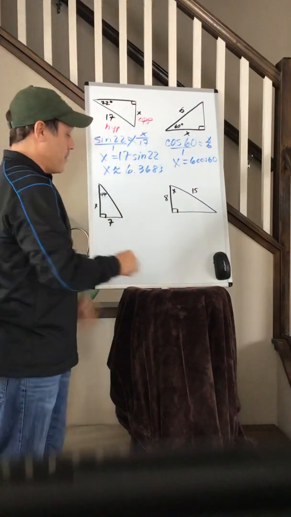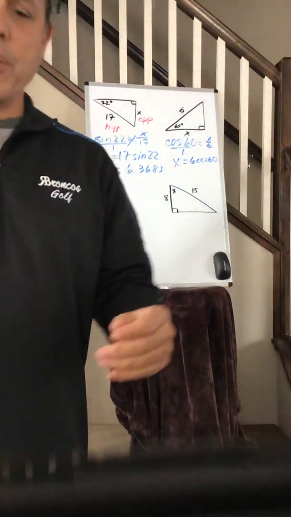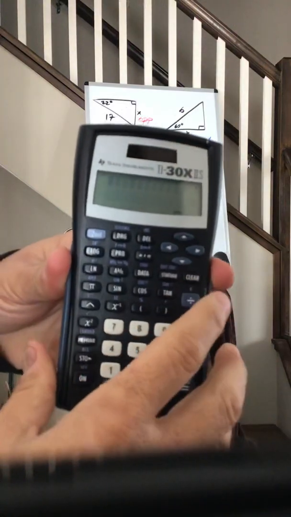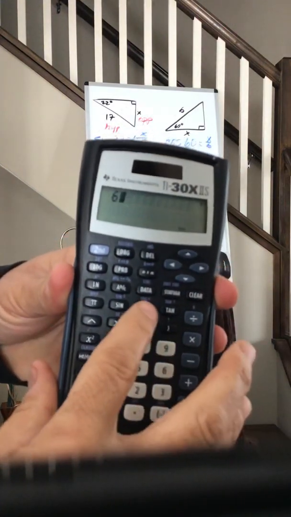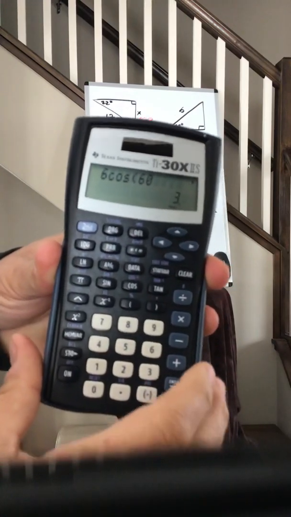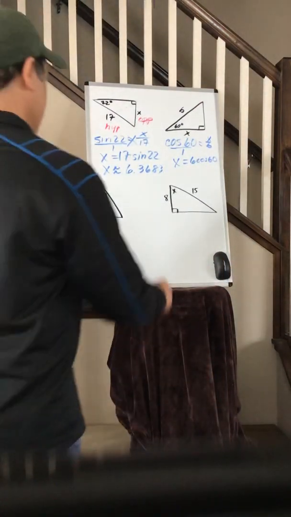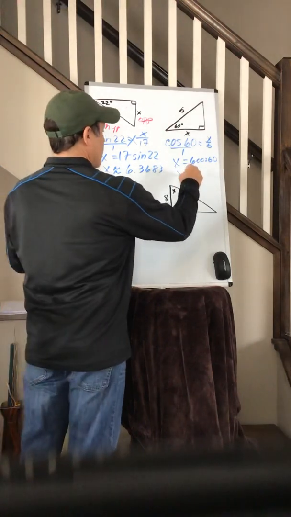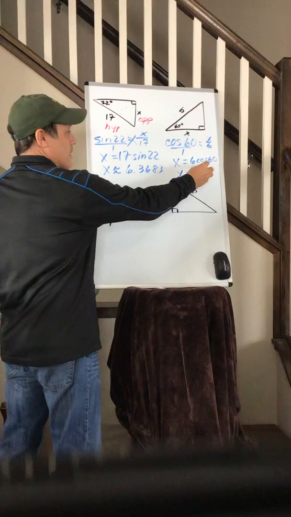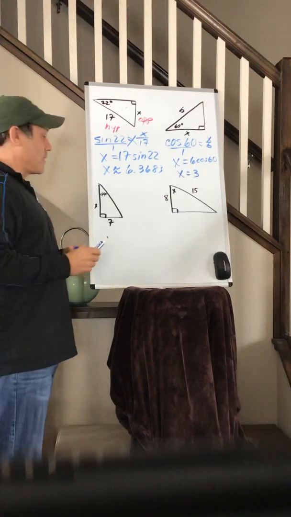And then we got 6 cosine of 60. Now I think I happen to know something about this one, but let's just check it out. Okay, let's clear the calculator and let's go with 6 cosine of 60. Ooh, 3. So x equals 3. That must mean the cosine of 60 is 1/2, but that's for another lesson.